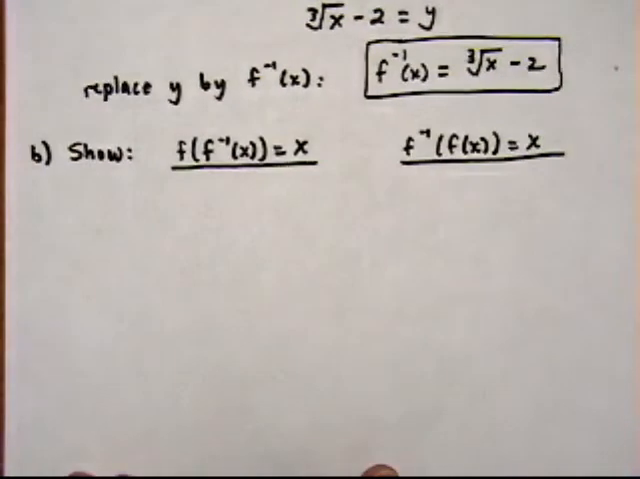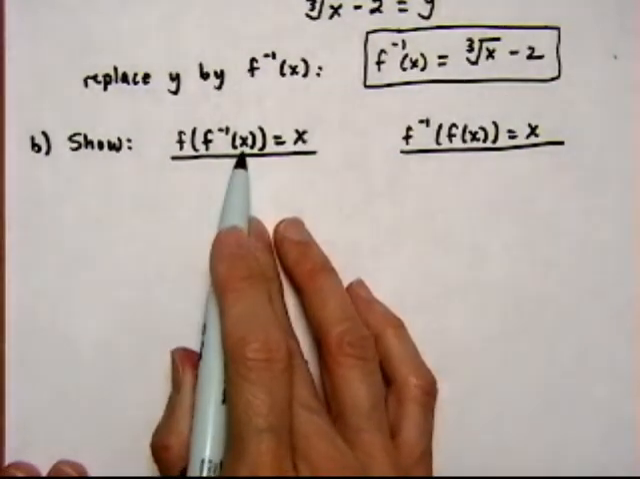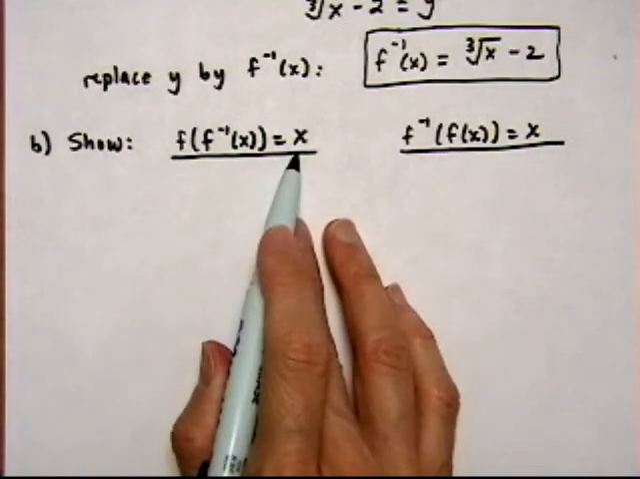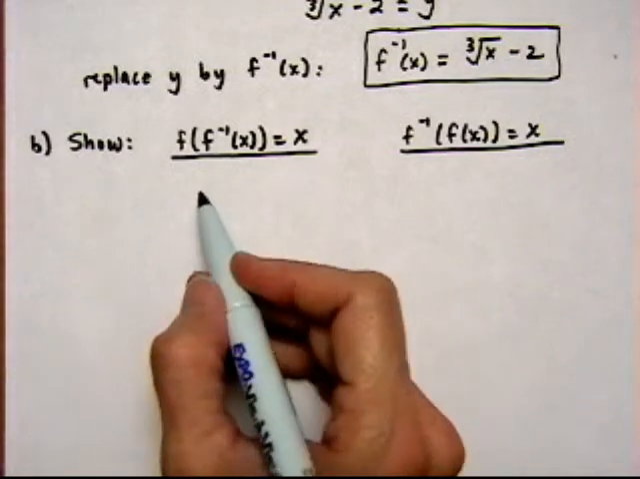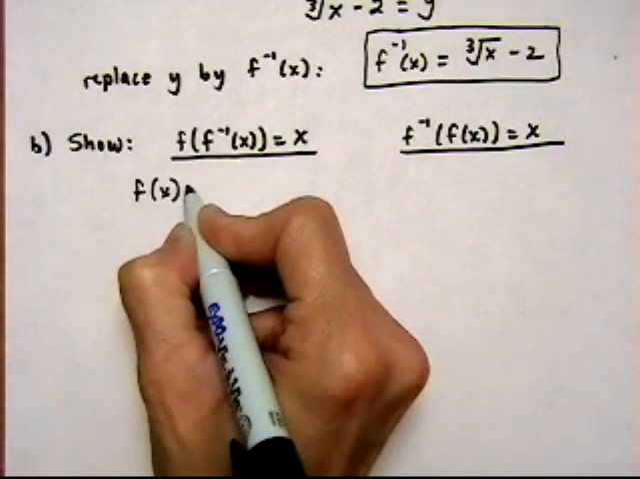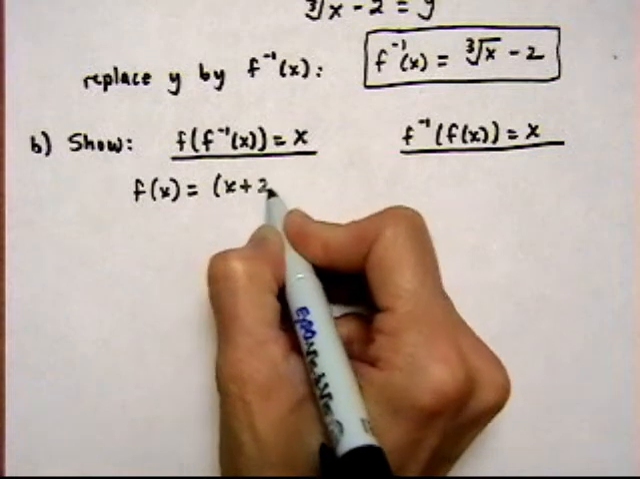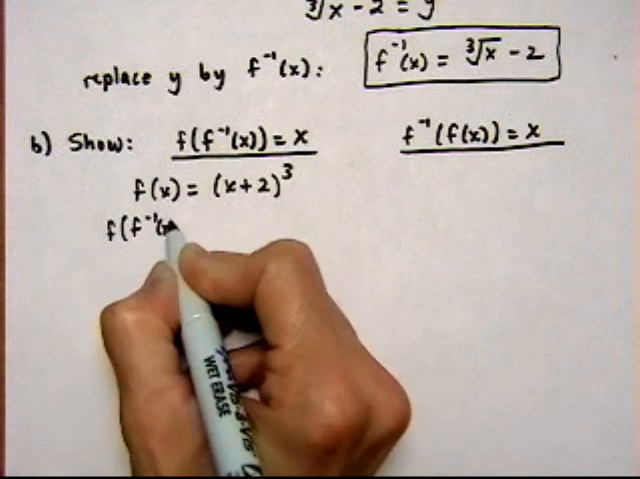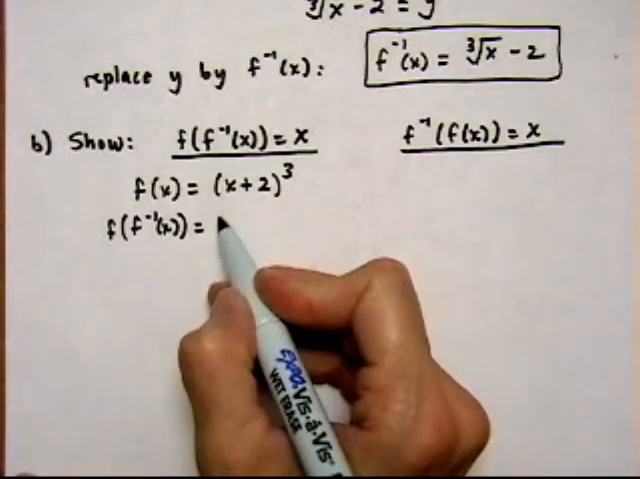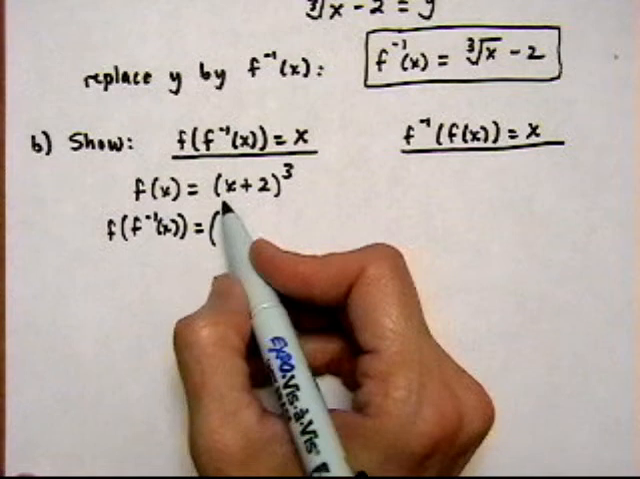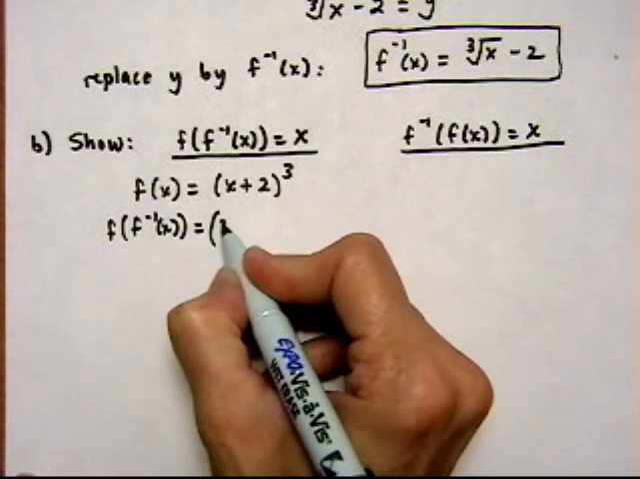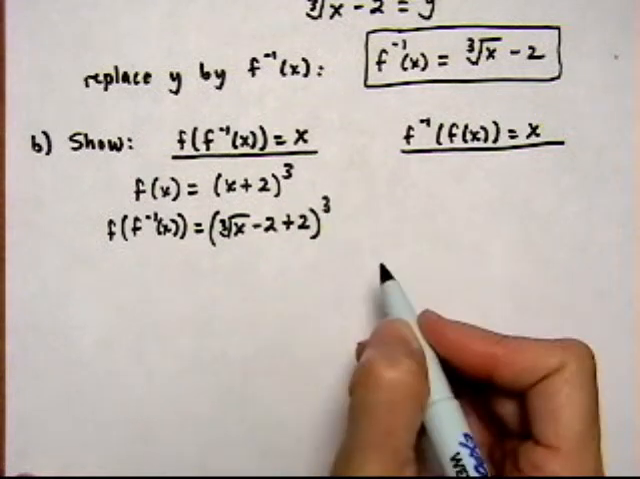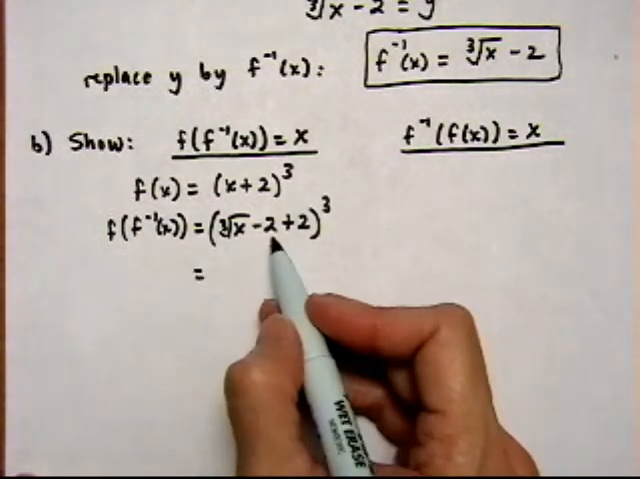Let's just verify that we did it correctly by making sure that when we put x into one and then use that as the input for the other one, we get x back out again. Inverse functions undo each other. We start with f(x) = (x + 2)^3, and then we want to find f of f inverse of x. If we replace the x by f inverse, which is the cube root of x minus 2, and then bring down this plus 2, and it's all being cubed, we should get just an x out. Let's see what happens.